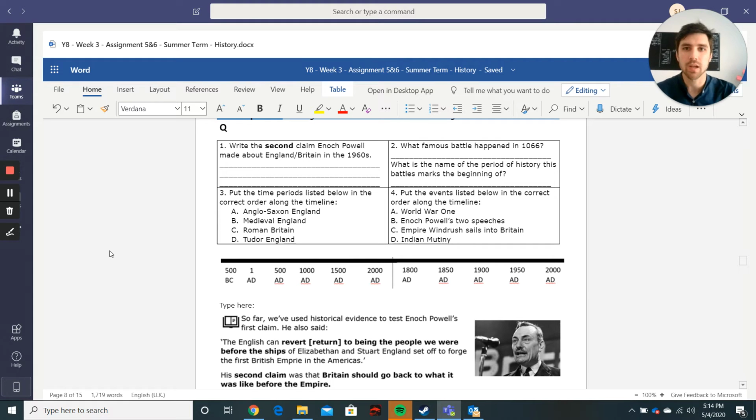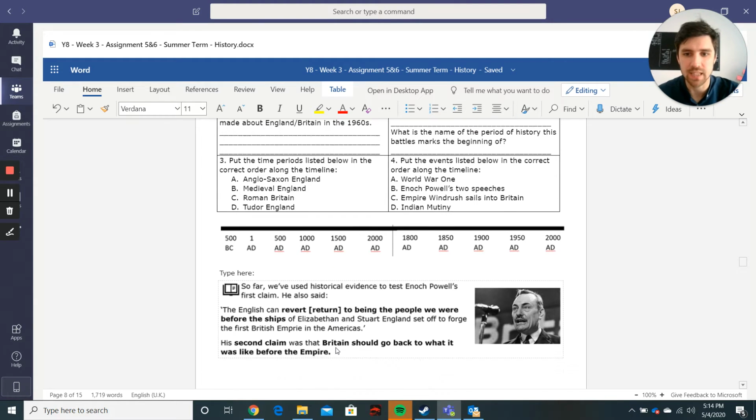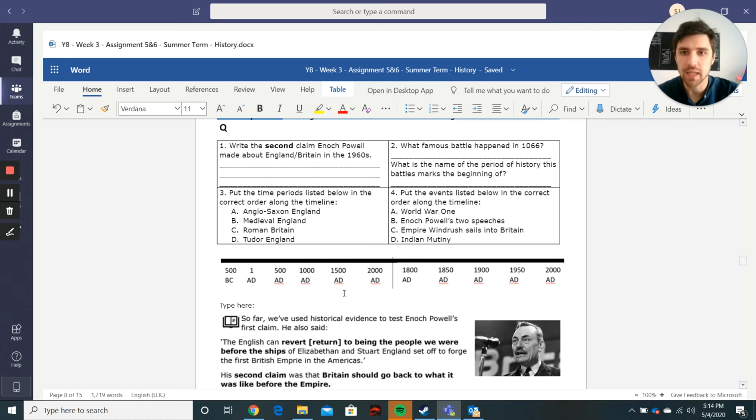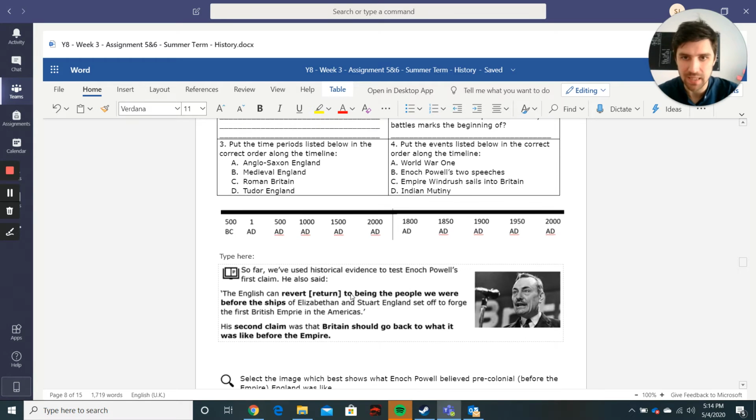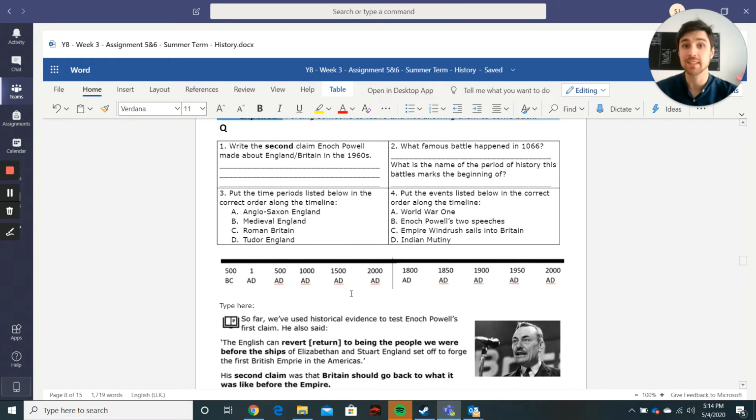Okay, so you could have cheated here because his second claim is actually below here. But Enoch Powell's second claim basically is that Britain in the 1960s and British people could return to what life was like before the empire existed. They could revert to the people they were before the ships of the Elizabethans and the Stuarts sailed out into the empire.